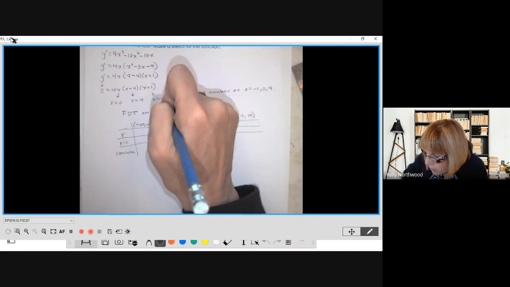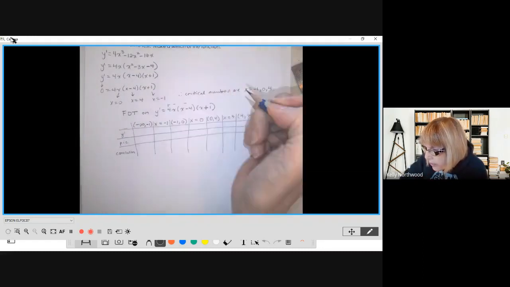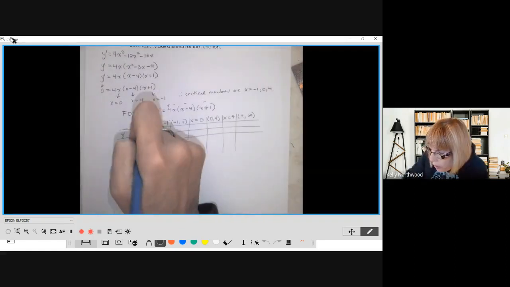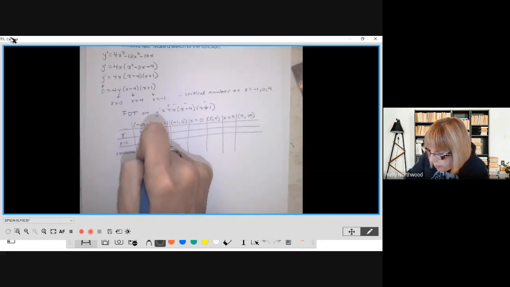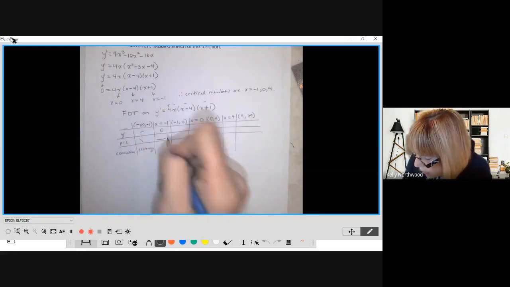Four is always positive. So we choose an x in the interval negative infinity to negative 1. So it could be negative 2, which would make x negative, x minus 4 negative, and x plus 1 negative. So that's going to overall make my derivative negative. We're decreasing over that interval. Then when x equals negative 1, our tangent's going to be horizontal.